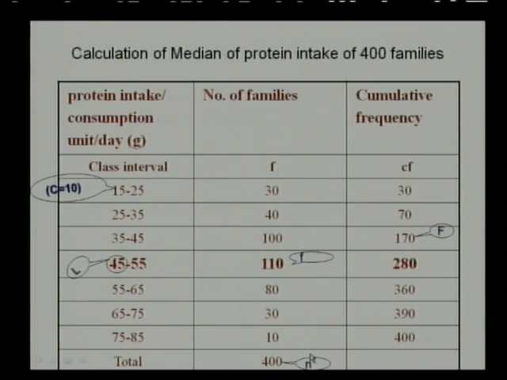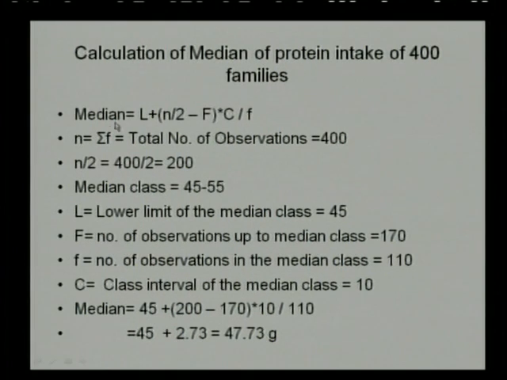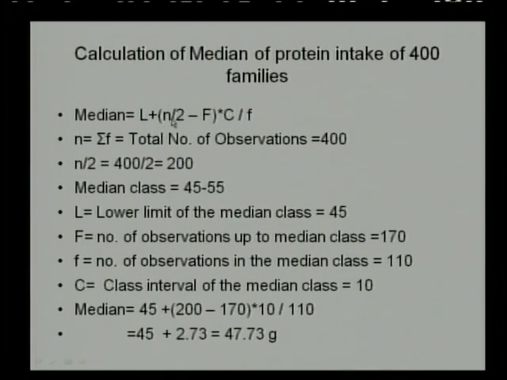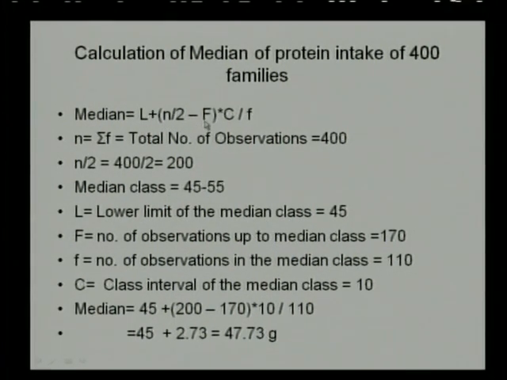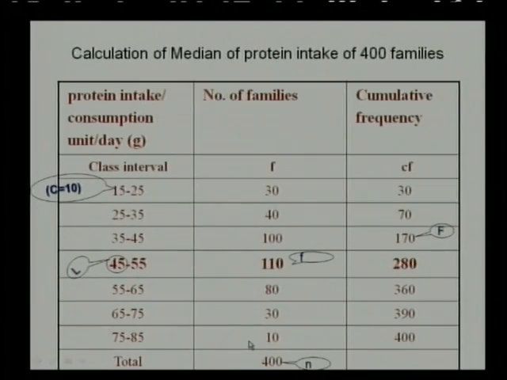Okay, now let's move to the next slide, which gives you the formula. Median is equal to L plus (N by 2 minus F) multiplied by C divided by f. Now everybody knows what L is: the lower limit of the median class. N is the total frequency. F is the cumulative frequency of the class preceding the median class. C is the class interval and f is the frequency of the class, right? So N is equal to sigma f, the total number of observations, 400. N by 2 is 200, the median class is this, so everything is defined here. It is clearly written, so the median is 47.73. Just check that 47.73 is in this median class.